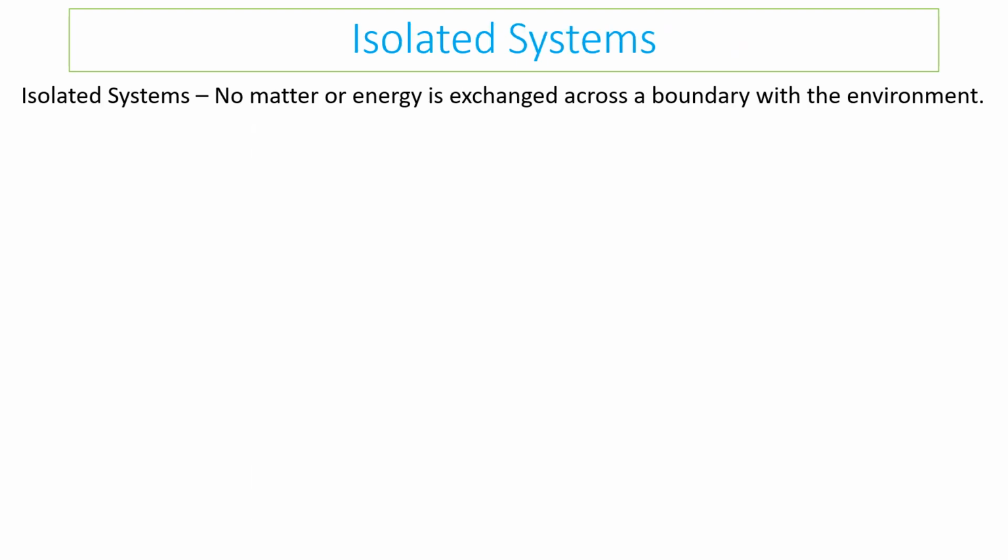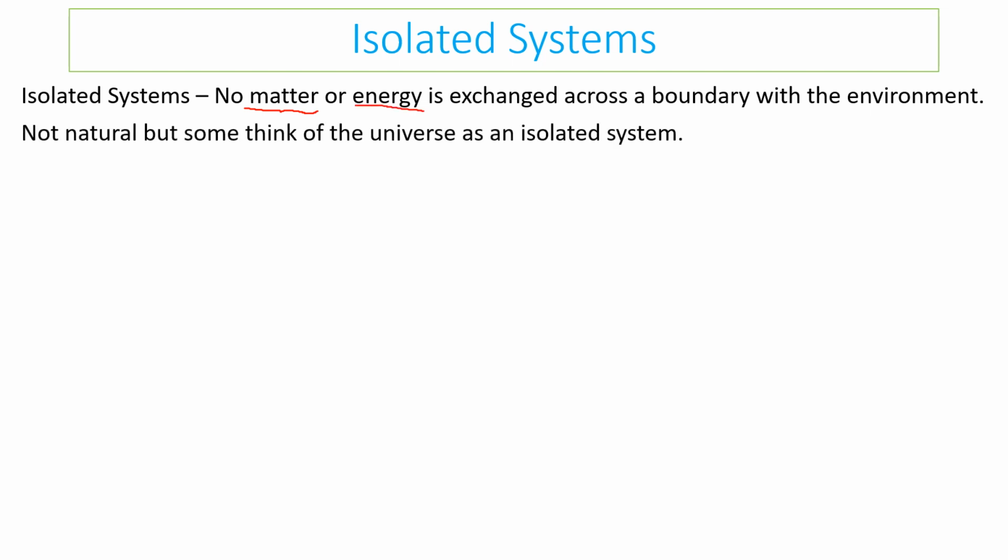And therefore, an isolated system, the last one, is when no matter or energy can leave the system, and there are no natural examples of this. But the example that you are expected to know is that the universe is an isolated system. Don't worry about going into detail as to why; you're only expected to know the universe would count as an isolated system, because no matter or energy goes beyond the universe.